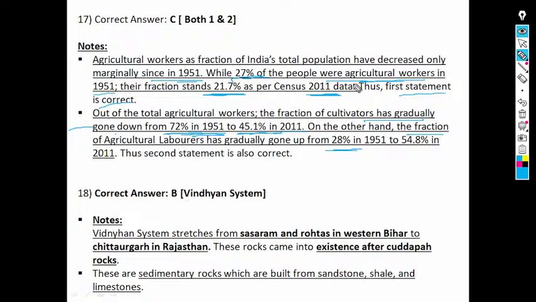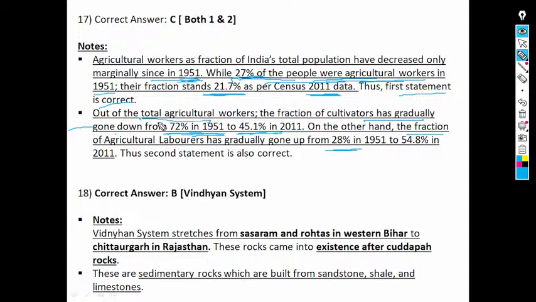Agriculture workers as a fraction of the total population have decreased marginally since 1951. 27% of the people were agriculture workers in 1951. Their fraction stands at 21.7% as per the census data. So as per the 2011 census, the answer is 21.7. Thus the first statement is correct.